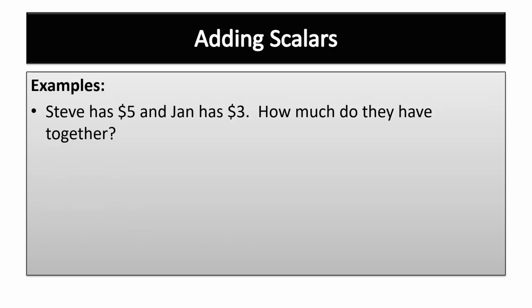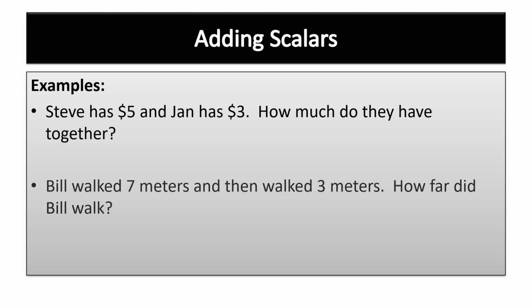And you've added scalars your whole life, or at least since kindergarten. Steve has $5, Jan has $3. How much do they have together? $8. Bill walked 7 meters and then walked 3 meters. How far did Bill walk? 10 meters. The story ends there. When you're adding vectors together, it's a little bit different because you have to take into account their direction. So how would you add directions together?